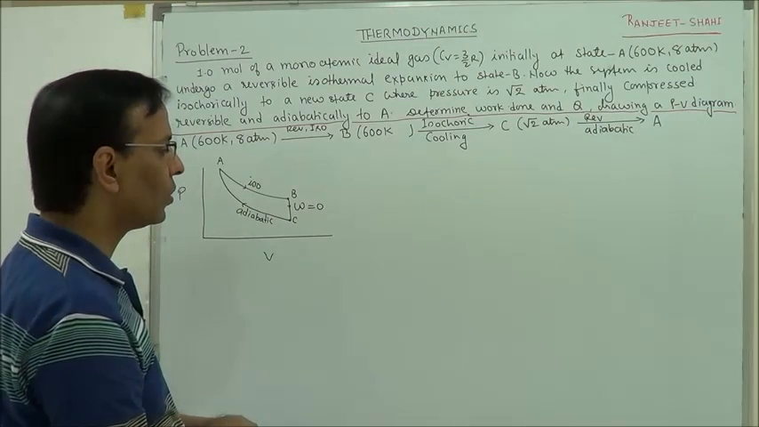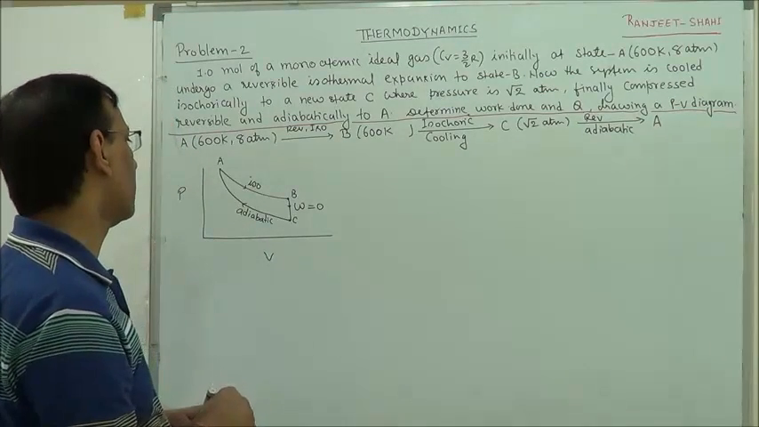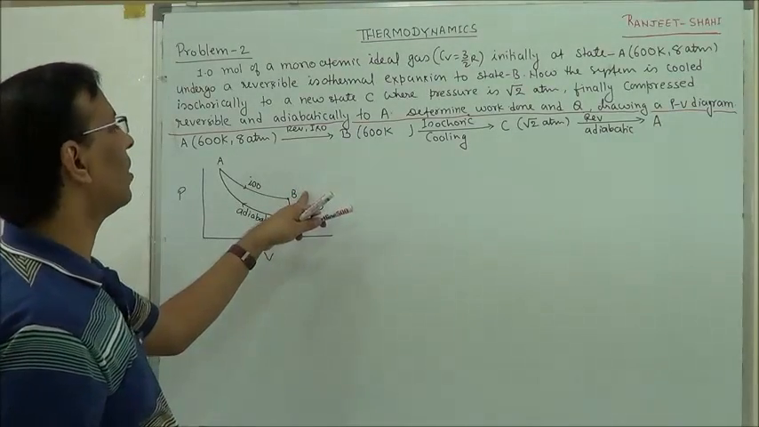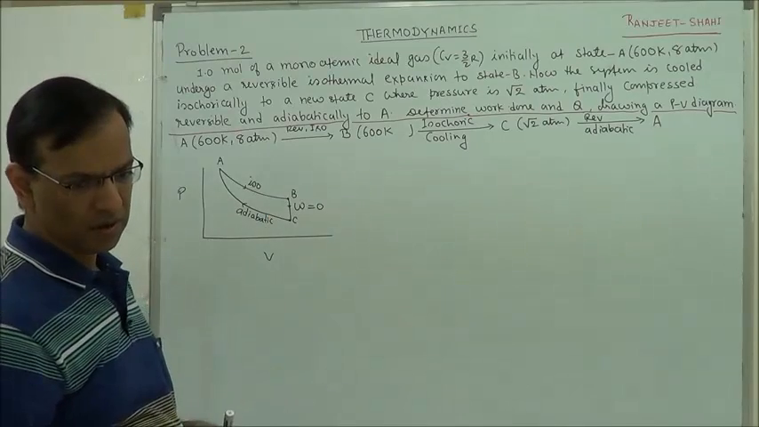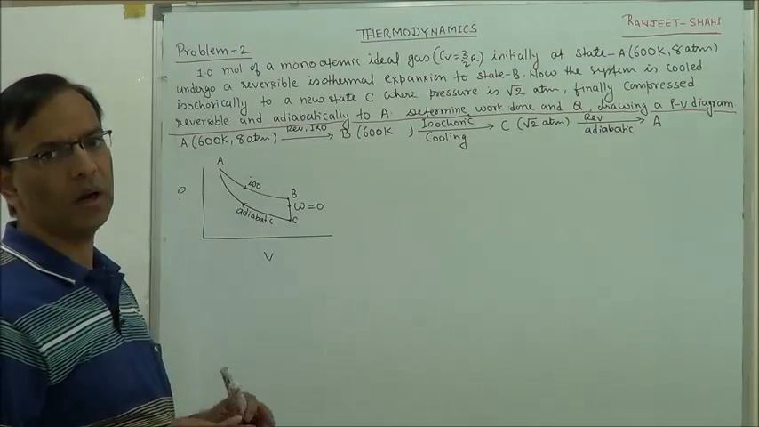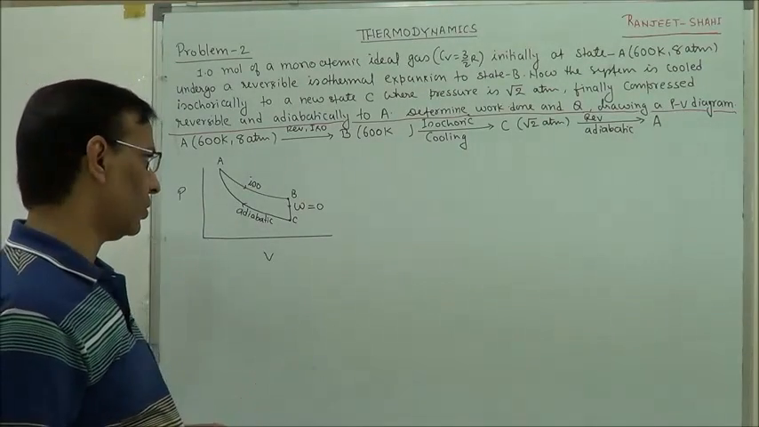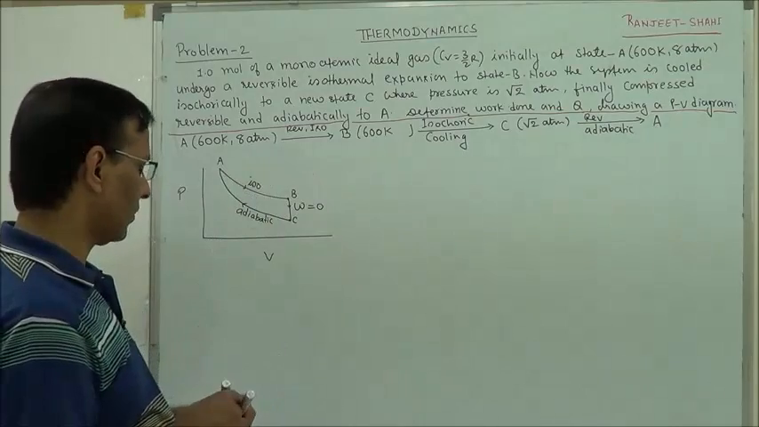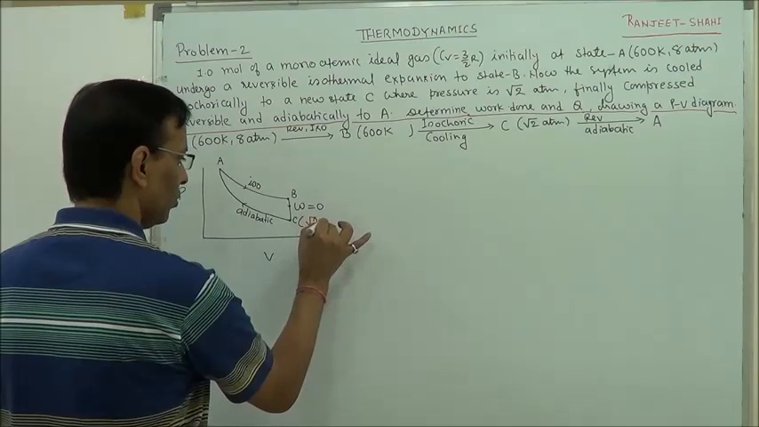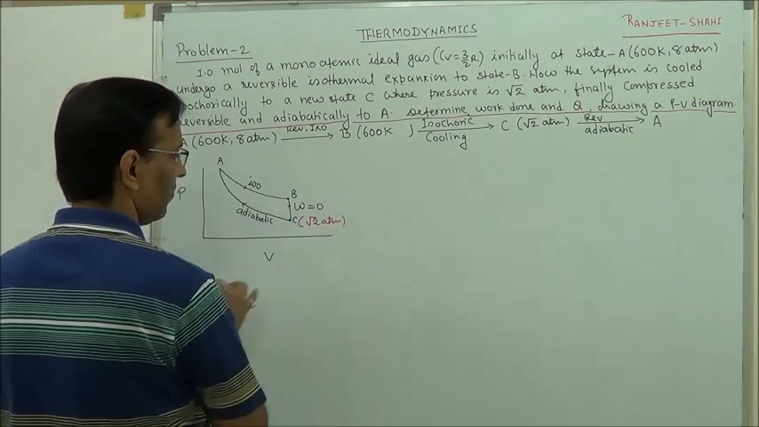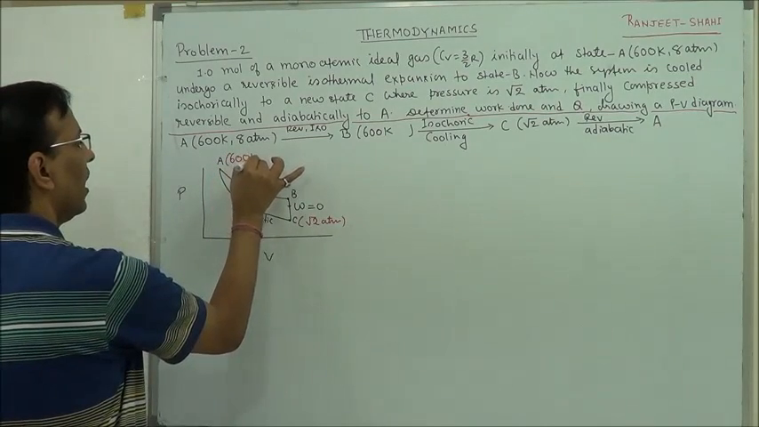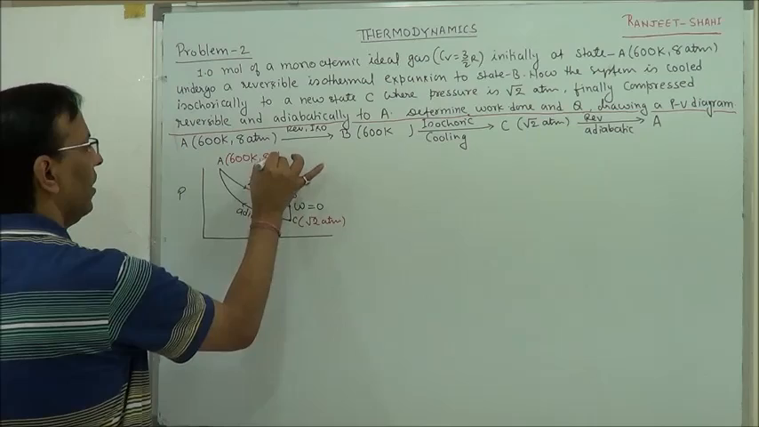So we need to solve first either pressure or volume at B in order to determine the work done using the relationship W is equal to minus nRT ln V2 by V1 or minus nRT ln P1 by P2. So neither pressure nor volume is known. But at C, pressure is known, it is root 2 atm. At A, temperature is 600 Kelvin, pressure is 8 atm.